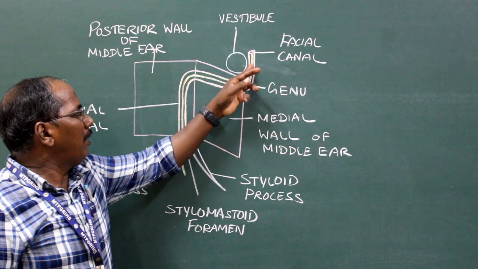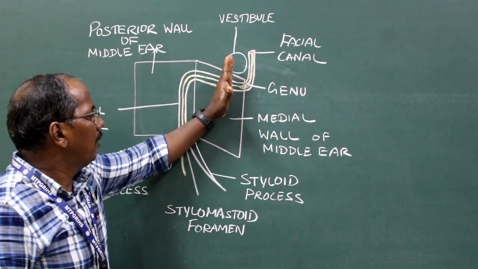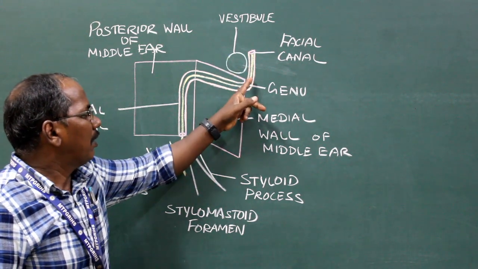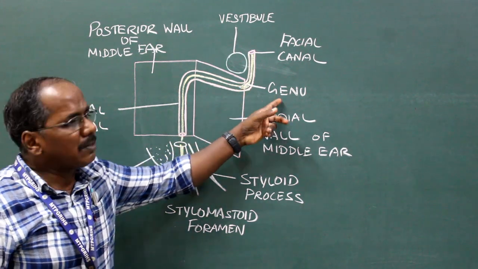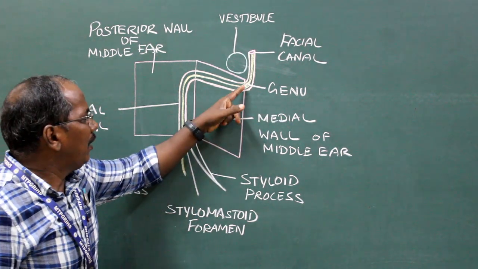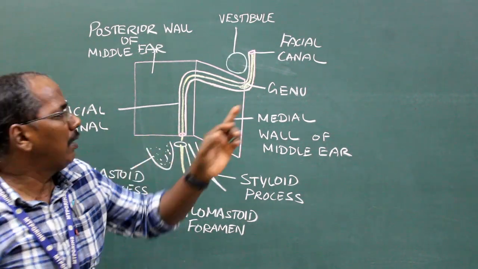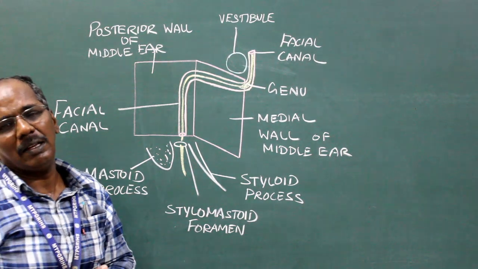See, the labyrinthine part of the facial canal up to this, that is the labyrinthine part. In the labyrinthine part of the facial canal, there is a sharp bend. Bend is known as genu. So, in that part, the facial nerve possesses a ganglion in the genu, and that is known as the geniculate ganglion.